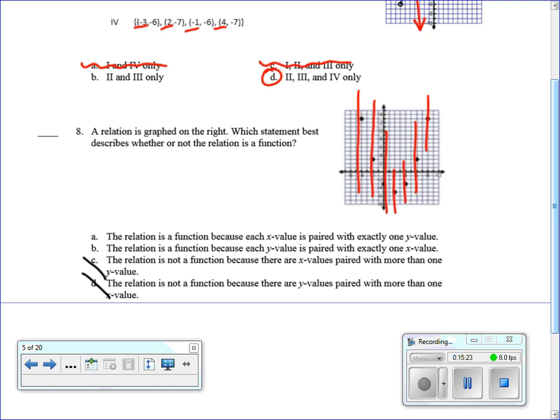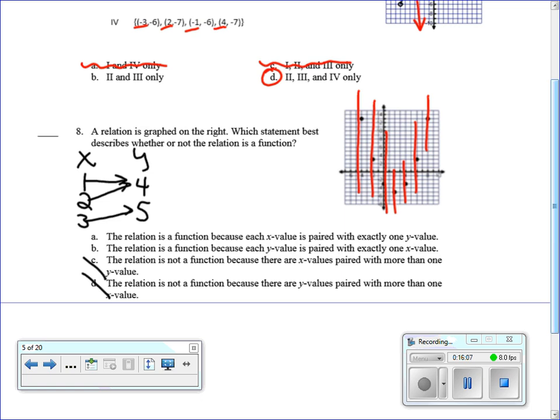And then we just have to think about this. Is the relation a function because each x is paired with exactly one y value? Or is it a function because each y is paired with exactly one x? Well, those statements mean very different things. When we say that each x is paired with exactly one y, we're starting with the x's and we're looking at the y's. So when I look at my x's of 1, 2, and 3, I can say that they are only going to one y value. And that would be true. 1 is only going to 4, 2 is only going to 4, and 3 is only going to 5. You don't have any of the x values going to more than one y value.